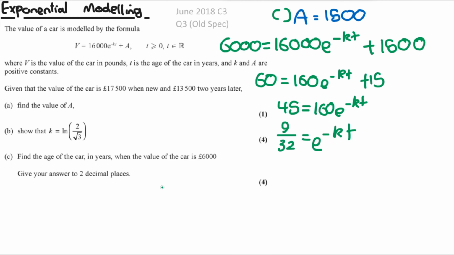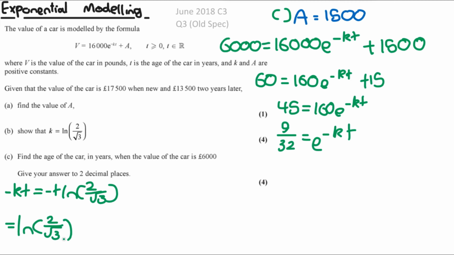Now let's focus on this minus kt for a sec. Minus kt is equal to minus t and then times k, so it's the natural log of 2 over root 3. Because the minus t is a coefficient, we can bring this to the power, so this is going to be equal to the natural log of 2 over root 3 to the power of minus t, and we can bring the minus in here to flip this fraction around, so this is equal to the natural log of root 3 over 2 to the power of t.